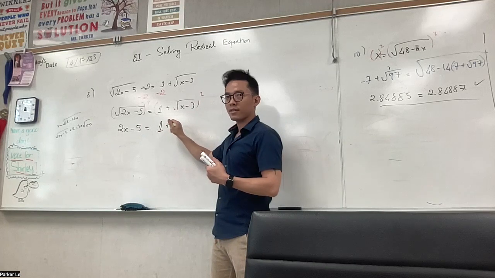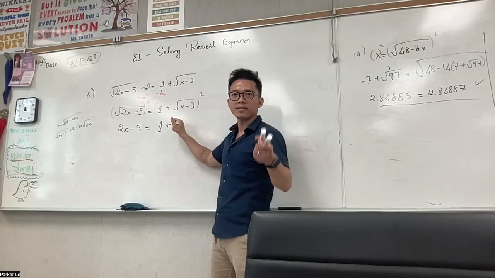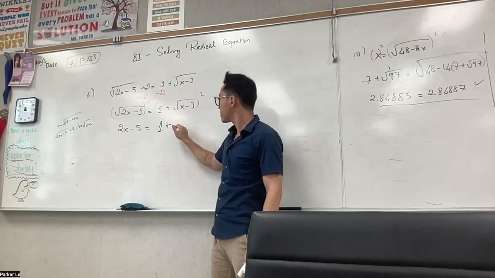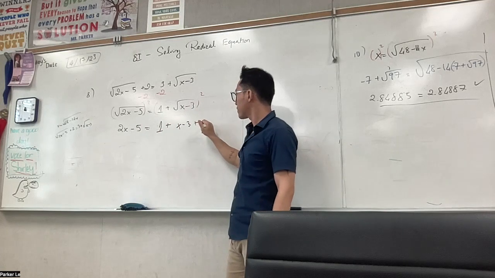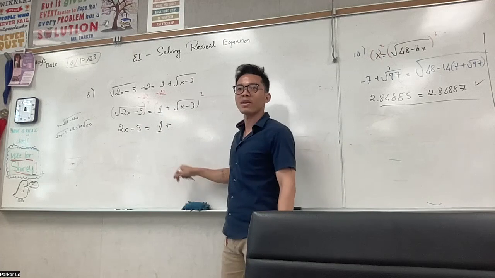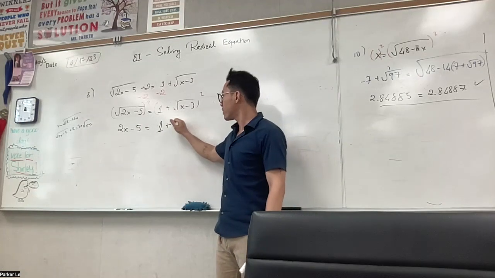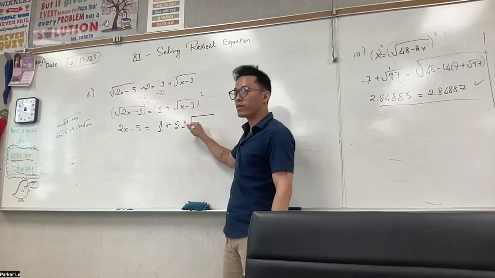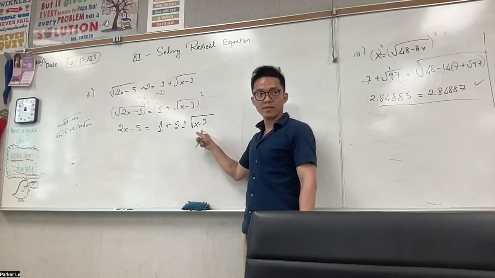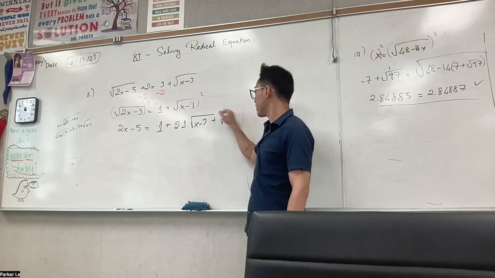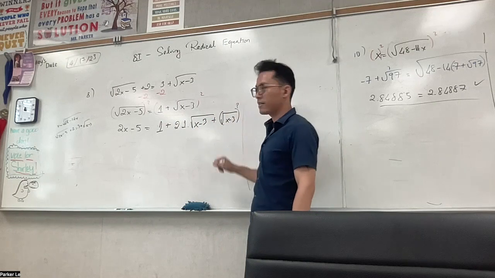What is the next formula? 2ab. Okay, Sandy. Plus x minus 3 plus x plus 3. What is 2ab? Tell me, what is 2ab? What is a? 2 square root. What is b? The whole thing square root, right? That is the 2ab. And what is b? x minus 3 square.